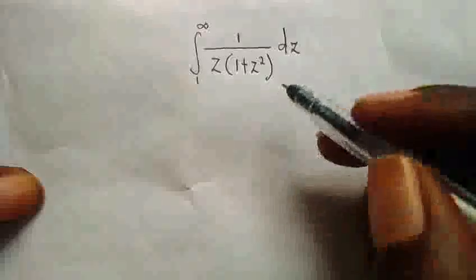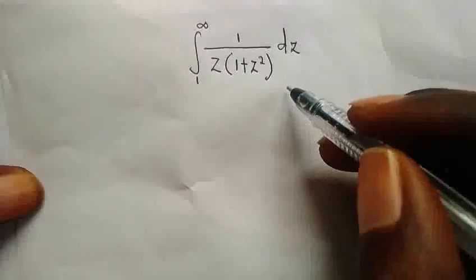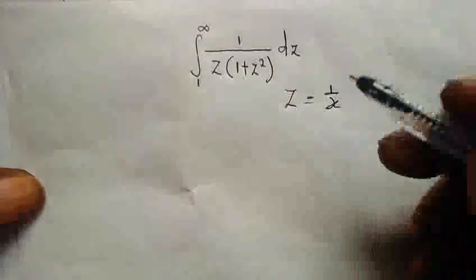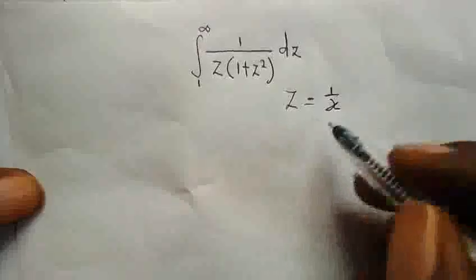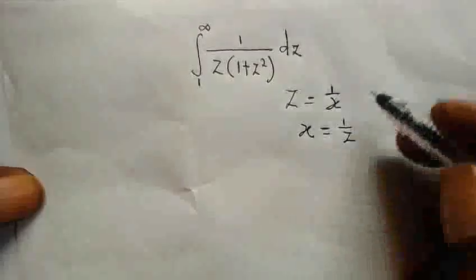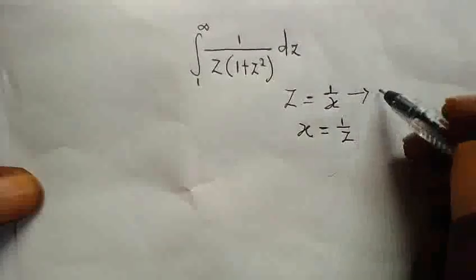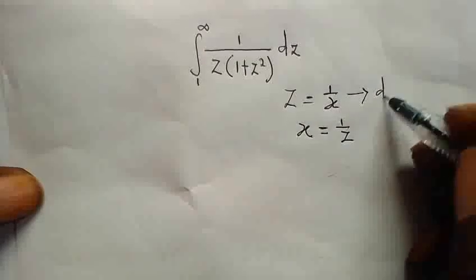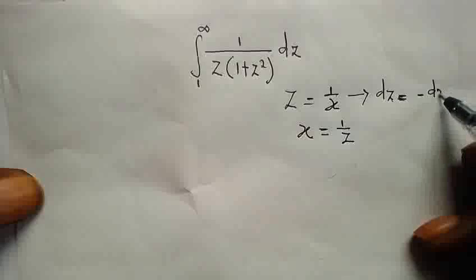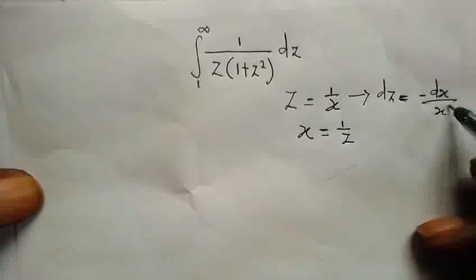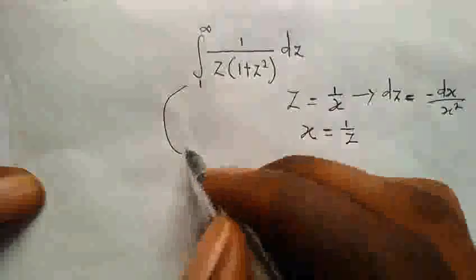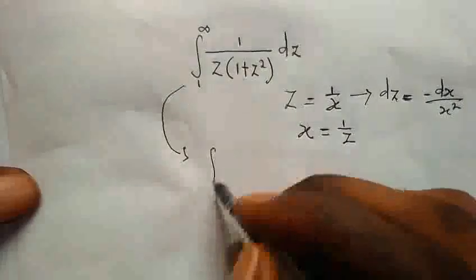So I'm going to start. I can select z equals 1 over x. So if you solve for x, x is also equal to 1 over z. From here, differentiating both sides, we get dz is equal to negative dx all over x raised to power 2.